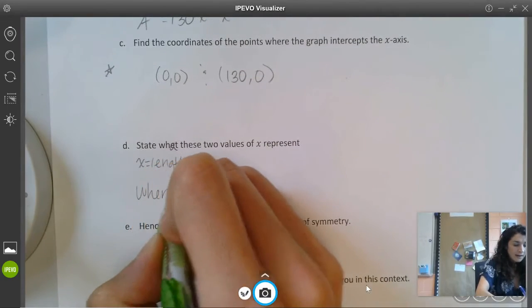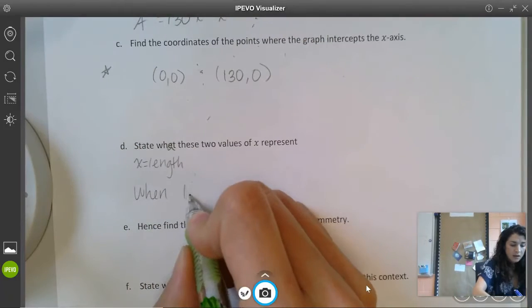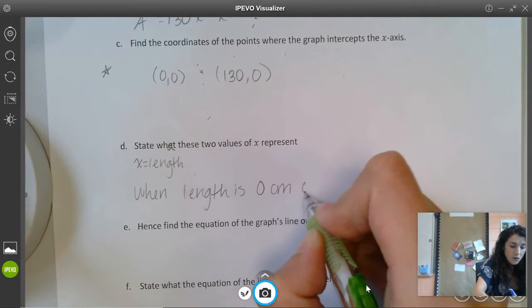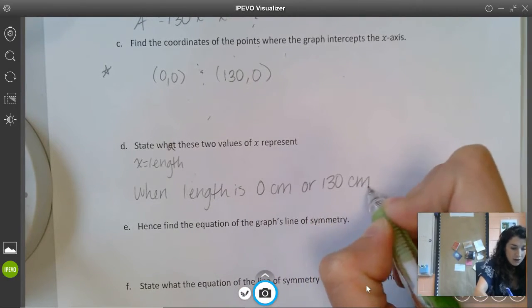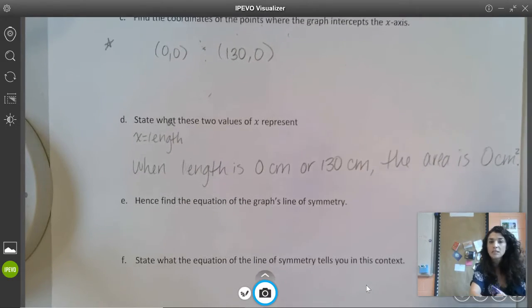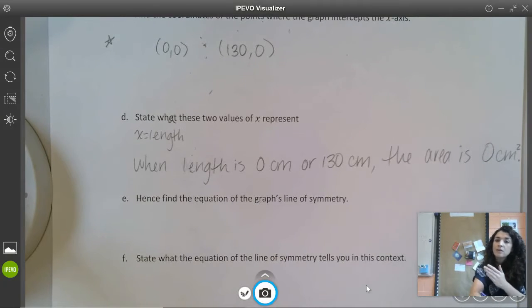So when x, or when length, is 0 centimeters or 130 centimeters, the area is 0 centimeters squared. Okay, so when it's asking for representations, what it means in the context, all you need to say is when this is this, then the other thing is that. When x is 0, but in the context, so when the length is 0 or 130, then the area becomes 0.